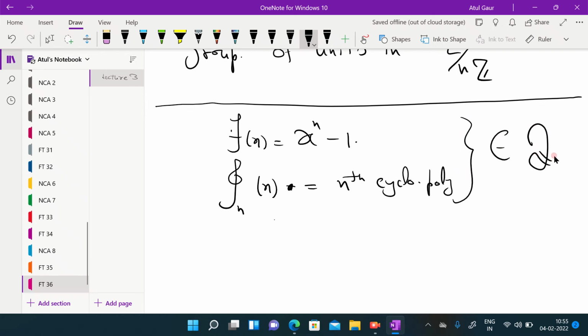Consider both polynomials over Qx, right? What will be the Galois group of both the polynomials? Okay, let's go systematically. Instead of the Galois group, first let's find the minimal splitting field of both the polynomials.